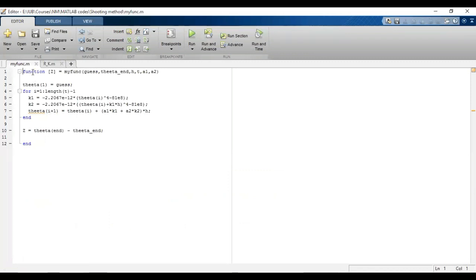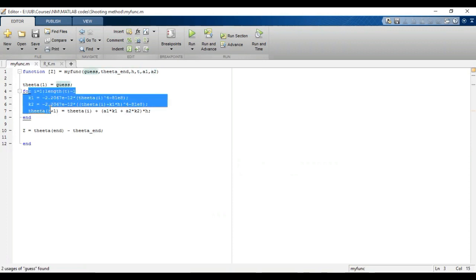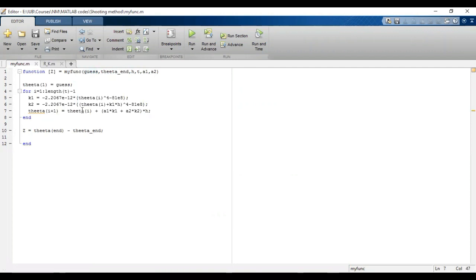So this is another file, and in this file we have to write a user-defined function, and I have named this function myfunc, and this is the outcome of this function, which is z, and I will pass these variables. This is the initial guess, this is the boundary value that has to be achieved, this is the step size, this is the time vector, these are a1 and a2, and theta, the initial value of theta, is actually the guess, and I will consider this for loop using the Runge-Kutta method.